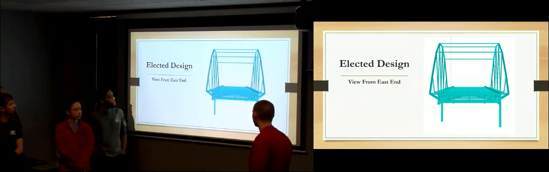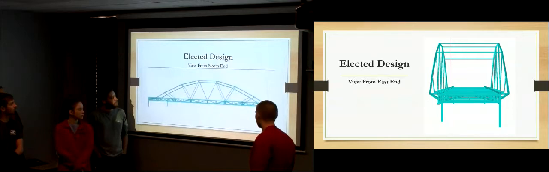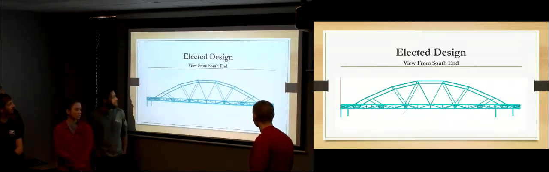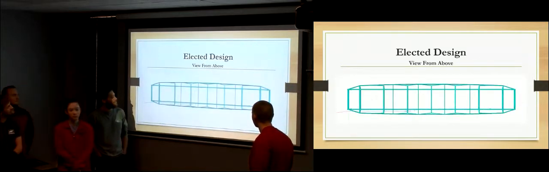So this is the east end, where you've got the offset footing. That's good. The north end, and then the south end, 266 inches, so 38-inch sections. And that's the top view.